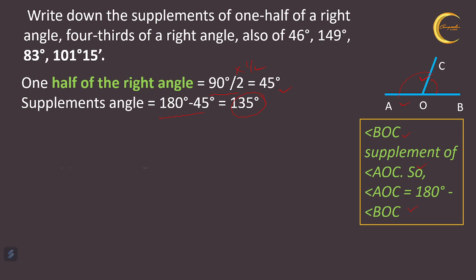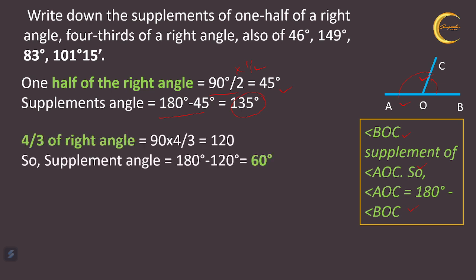So our next problem is 4/3 of a right angle. So 4/3 of a right angle means 90 degrees times 4 by 3. It is very easy to calculate, and we will get 120 degrees. So the supplement angle is 180 degrees minus 120 degrees. So it is 60 degrees.